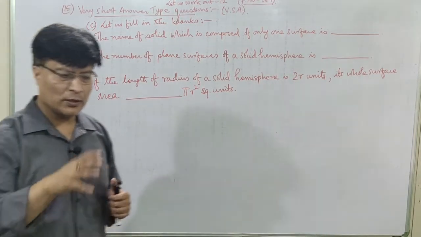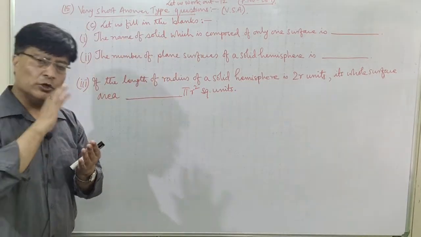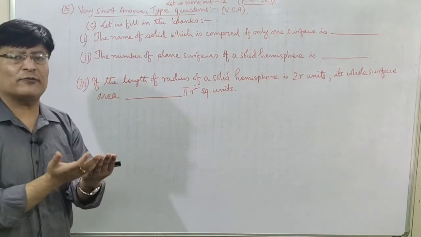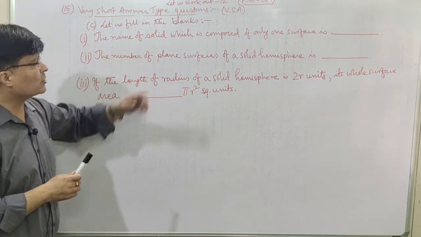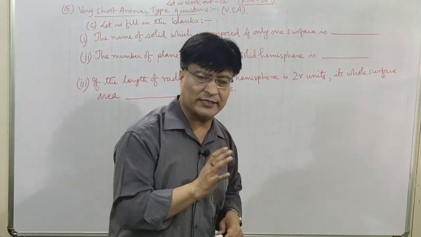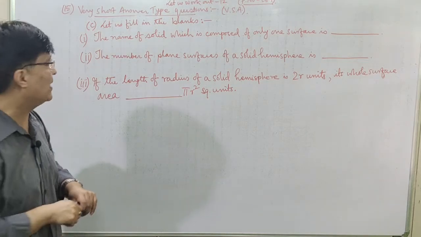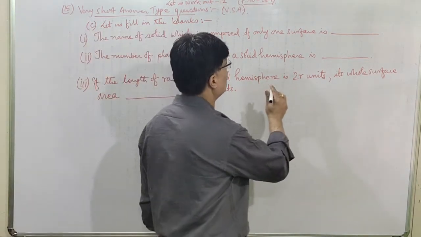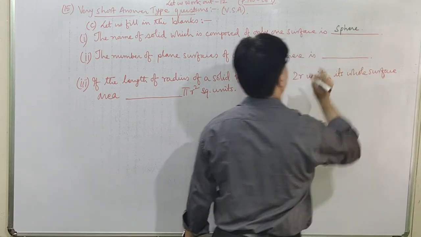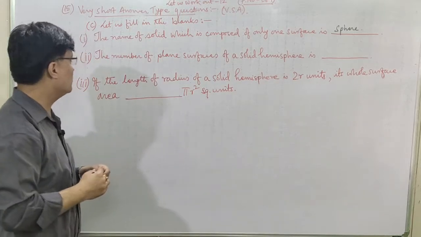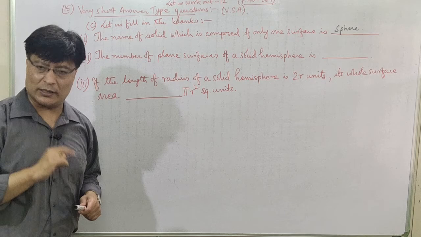That is a sphere. So this sphere has only one surface, that is the curved surface area. So the name of the solid which is composed of only one surface, only the curved surface area, is sphere. It is sphere.